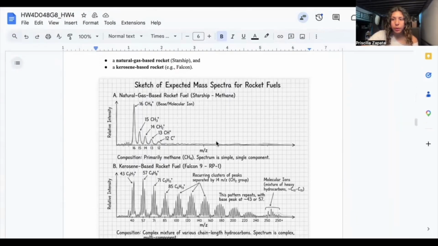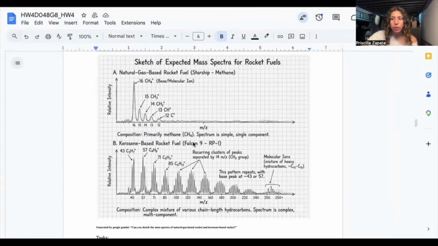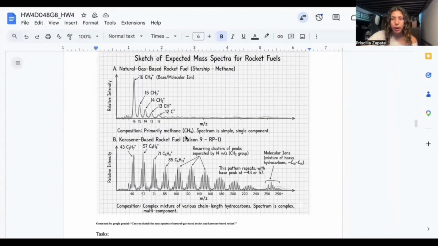For question 3, we compared two fuels. The methane spectrum is simple and clean, defined by a molecular ion peak at m/z 16. In contrast, the kerosene fuel used in rockets like the Falcon 9 is a complex mixture of C10 to C16 hydrocarbons. Its spectrum shows a comb-like pattern with repeating clusters every 14 mass units. The most critical markers here are the fragments at m/z 43 and 57, which act as the chemical fingerprints for this high-performance fuel.